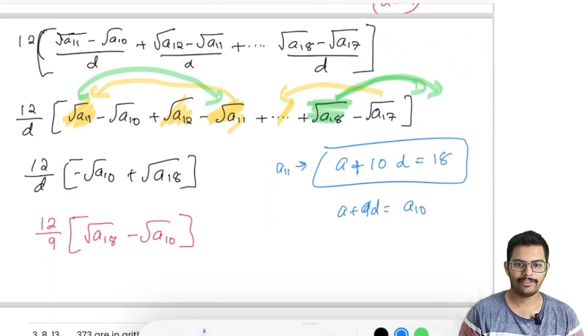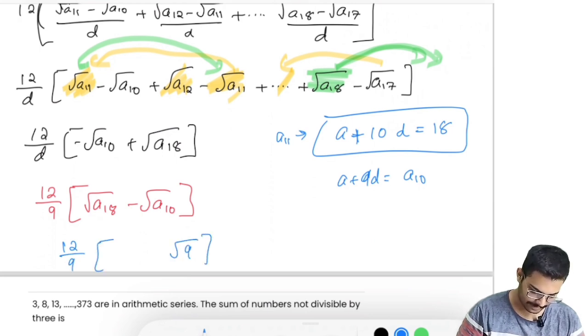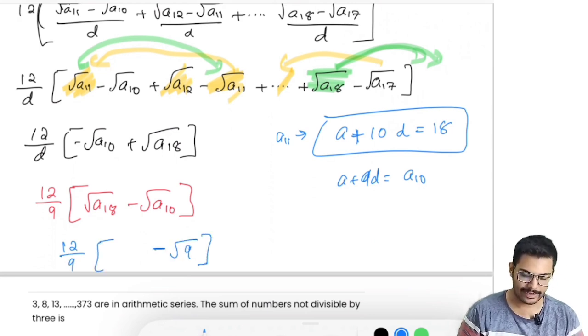So when you subtract the d value, what will you get? 18 minus 9 is 9, which means a10 equals 9. This is root 9. Now what is the value of a? We have a plus 10d, the 11th term, which is equal to 18.